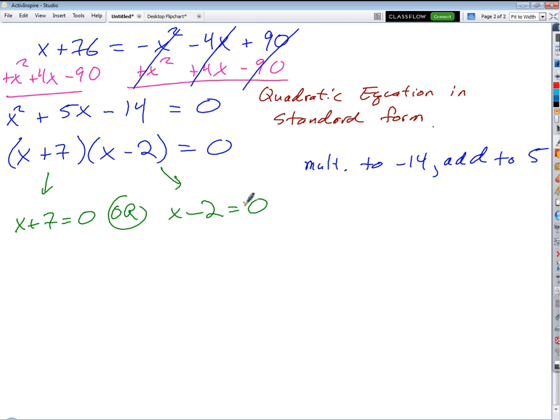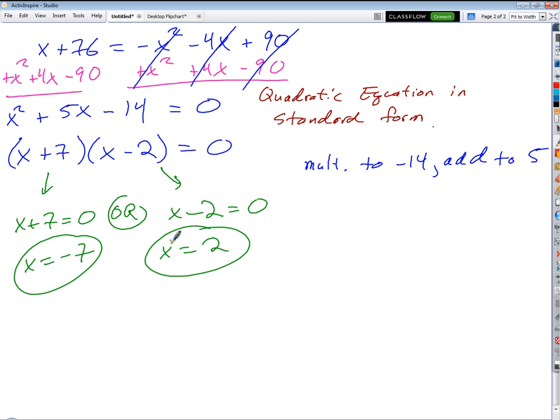Well, what are my solutions going to be? These are easy to solve. What's the value of x in this equation if I solve? Negative 7. So that's one mathematical solution. What's the answer to this one? 2, okay? There you go. So I get 2 answers, 2 values of x.